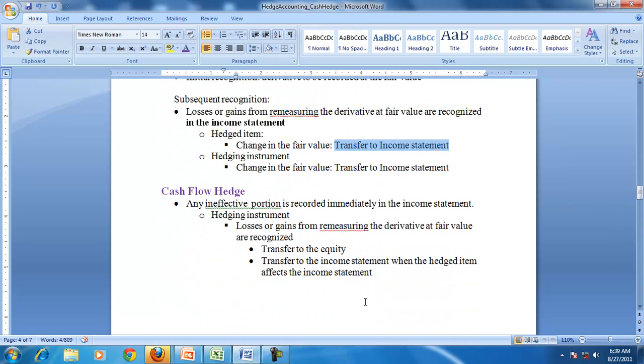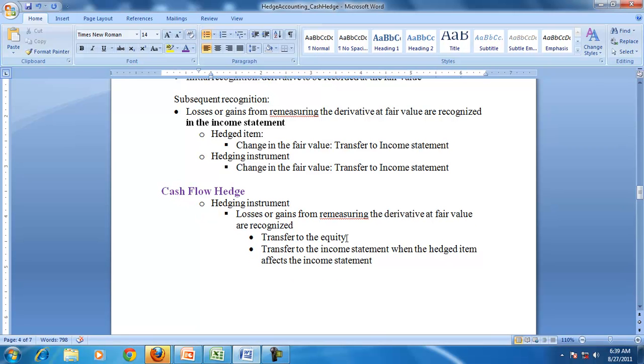Whereas in case of a cash flow hedge, there's a slight difference. In case of a cash flow hedge, the gains and losses arising from remeasuring the derivative are not transferred to the income statement immediately. They are transferred to equity, to the balance sheet. But later on, they are retransferred to the income statement when the hedge item affects the income statement. In a fair value hedge, both are transferred to the income statement immediately, whereas here it is transferred to the income statement when the hedge item affects the income statement.